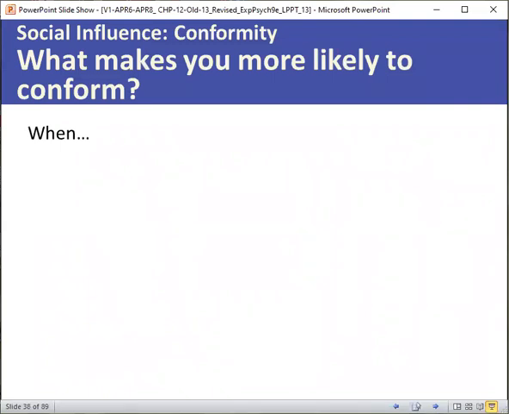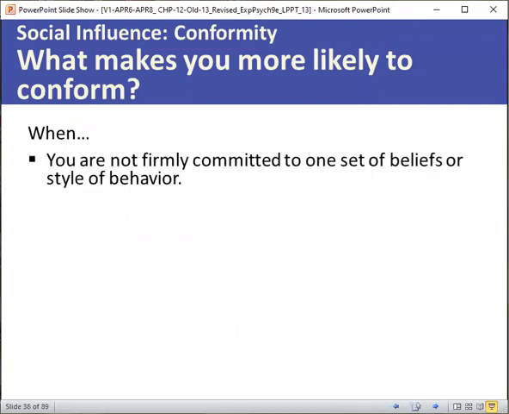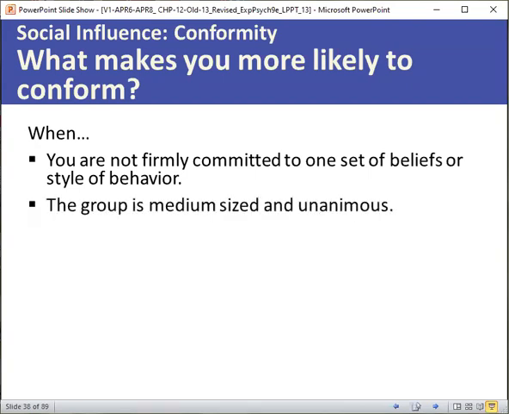So what makes you more likely to conform? So here are the answers to that. You're more likely to conform if you are not firmly committed to one set of beliefs or style of behavior. So if you're not really committed, and definitely if you've not stated anything beforehand, but if you're not really committed to one way or another, you're more likely to conform.